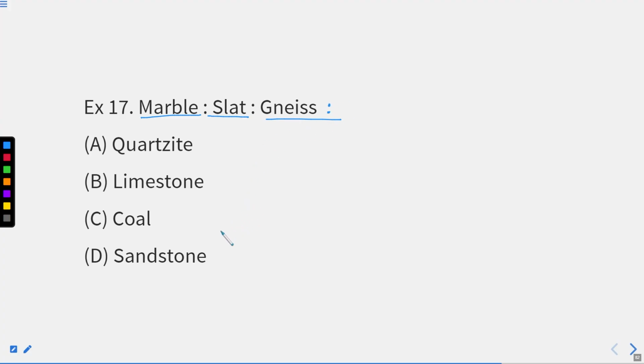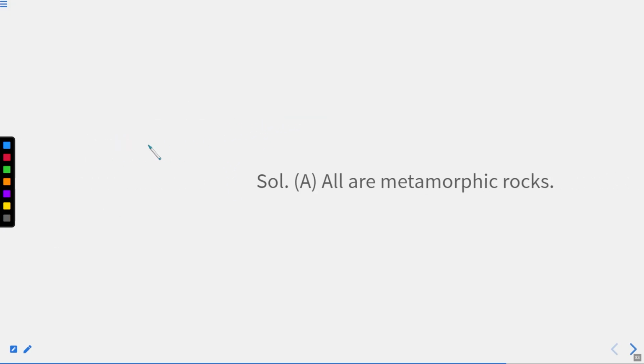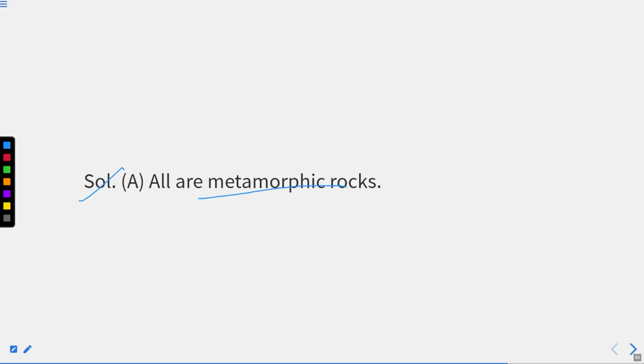Think of it. A sandstone, a coal, a limestone, or quartzite. You can see they all are metamorphic rocks. They are rocks. So quartzite will be your answer. This is option A. They all are metamorphic rocks. Those students who are not aware of what exactly metamorphic rocks are, you will read about this in geography. So those who are facing problems with these kinds of things, you can read from the geography book itself what exactly metamorphic rocks are, what sedimentary rocks are, what igneous rocks are.